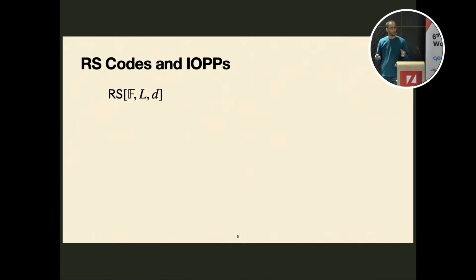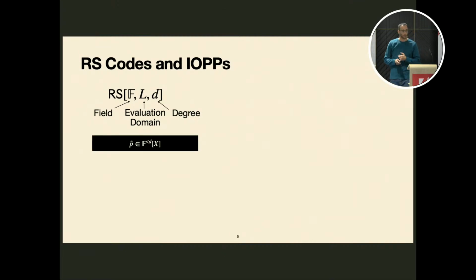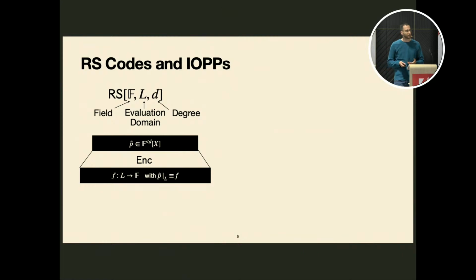So what is a Reed-Solomon code? It's denoted here RS, Reed-Solomon, with a field F, an evaluation domain L, and a degree D. What are the codewords in the Reed-Solomon code? We take polynomials over this field of degree at most D, and we encode them by writing the evaluation of this polynomial on L, my evaluation domain.